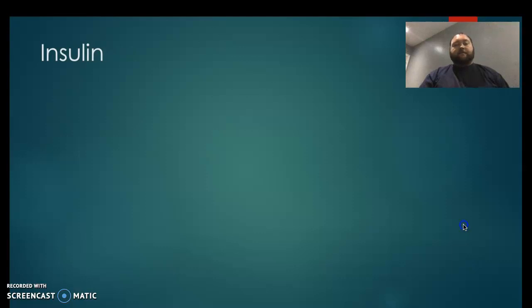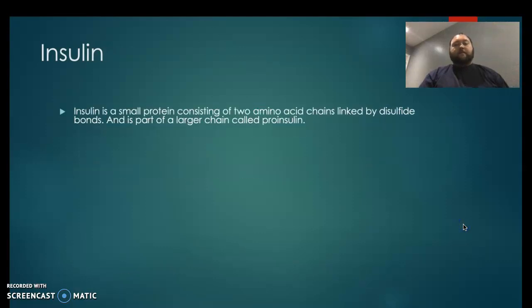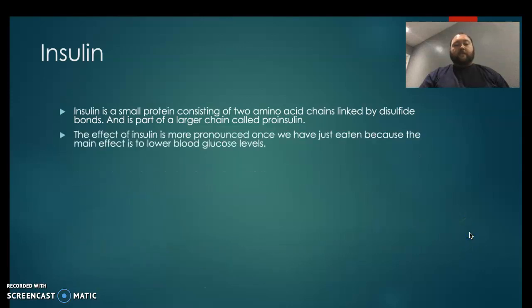Insulin. Insulin is a small protein consisting of two amino acid chains linked by disulfide bonds and is part of a larger chain called proinsulin. The effect of insulin is more pronounced once we have just eaten because the main effect of insulin is to lower the blood glucose levels. It also promotes protein synthesis and fat storage.